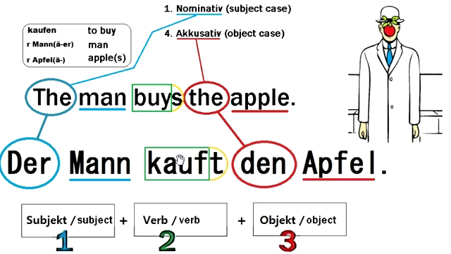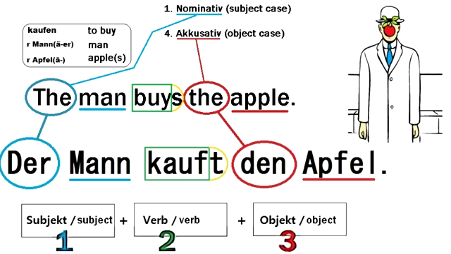Okay, let's repeat. Der Mann kauft den Apfel. Der is the subject case article, the nominative article, with the subject noun. Kauft is the conjugated verb, with here the stem in green, and the ending in yellow for the appropriate person here. Then we have the object article, den, also called accusative, with the object noun, Apfel.